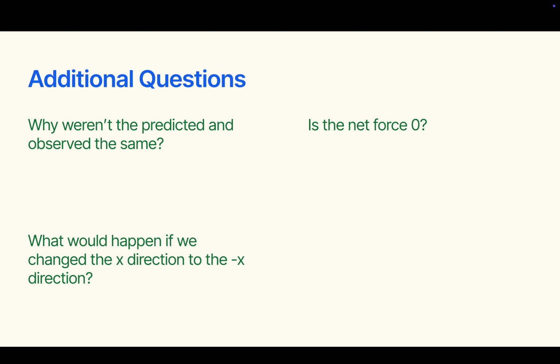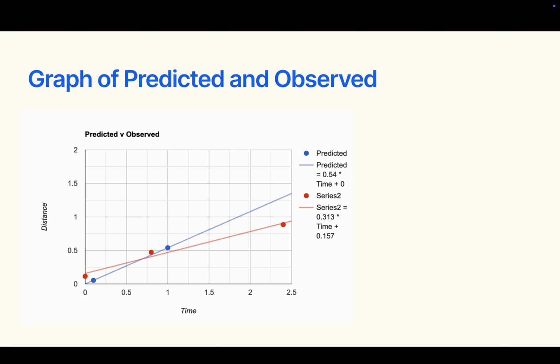We neglected things that obviously would have affected it, and if I go back, you can see it did affect it. It is going slower, and you can kind of see how one point's under the line, one point's over the line, one point's under the line. Like, that line isn't straight either, so it is definitely not a 0 net force.